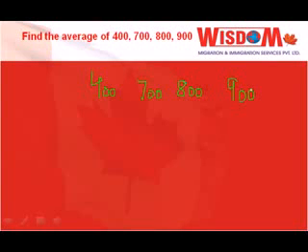My step 1 would be to assume any number to be the average. So let me assume 700 to be the average. Since 700 is the average, I would check the deviation of each number from the average. The deviation that 400 would be giving from 700 would be 400 minus 700, which would be a negative of 300.